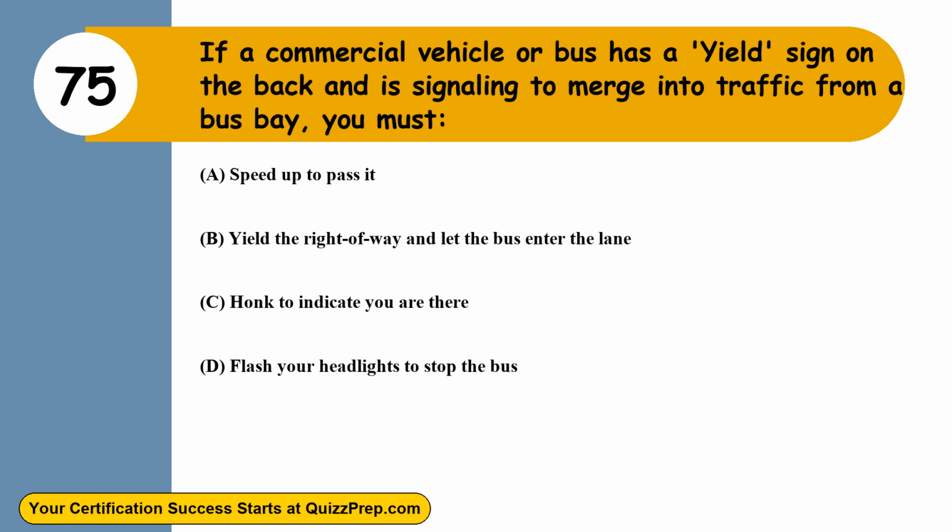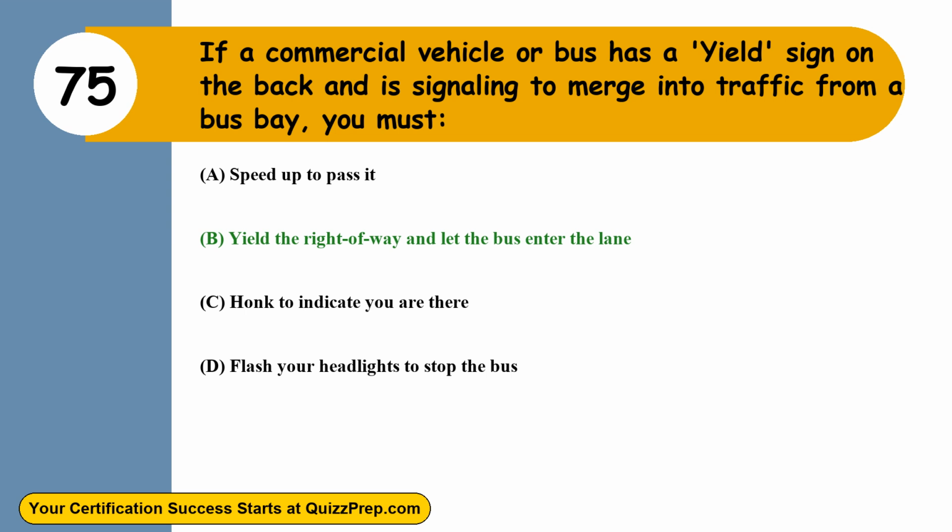Question 75. If a commercial vehicle or bus has a yield sign on the back and is signaling to merge into traffic from a bus bay, you must: Option A, speed up to pass it. Option B, yield the right-of-way and let the bus enter the lane. Option C, honk to indicate you are there. Option D, flash your headlights to stop the bus.